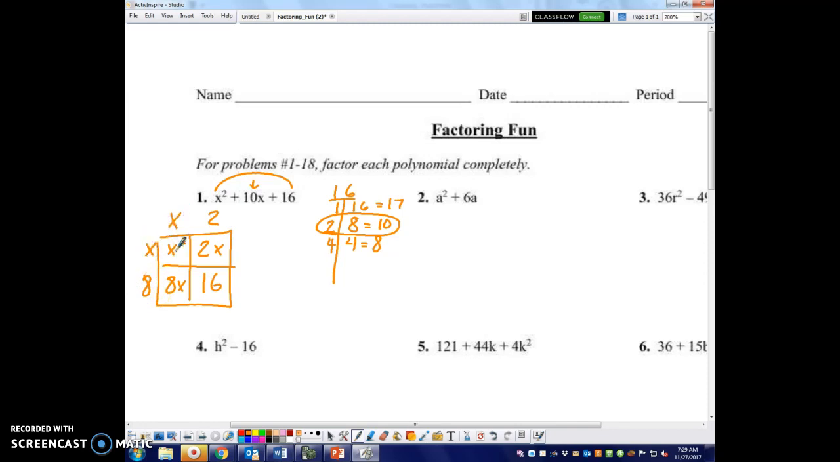X times x is x squared. X times 2 is 2x. X times 8 is 8x. 8 times 2 is 16. So what are our factors? X plus 8 and x plus 2. Okay, so that's number 1.